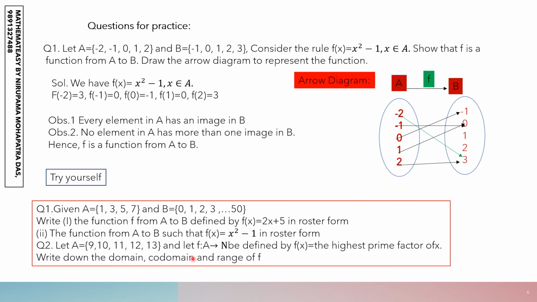Here codomain equal to what? When you say f is a function from A to N, the codomain is equal to the set of natural numbers.